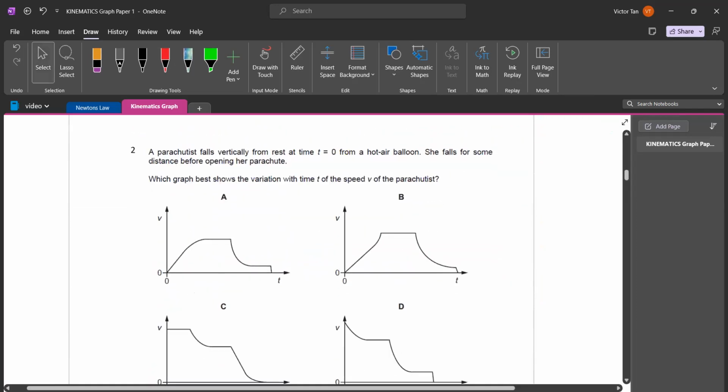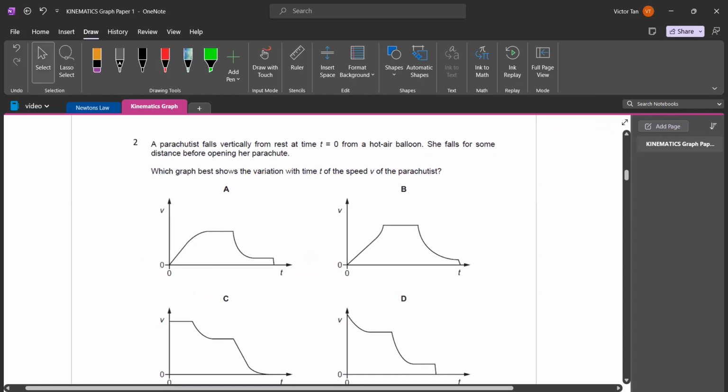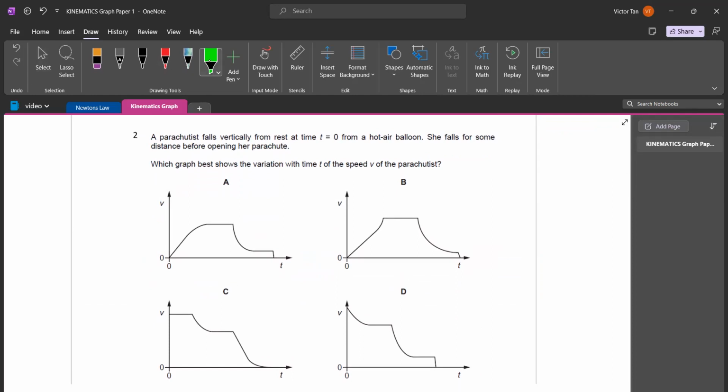Question 2. A parachutist falls vertically from rest at time t equals 0 from a hot air balloon. She falls for some distance before opening her parachute. Which graph best shows the variation with time t of the speed of the parachutist? Here, you have learned in O levels, the first part of the graph is terminal velocity. The only graph that shows that is this: terminal velocity here, opening the parachute here, and terminal velocity with the parachute again.